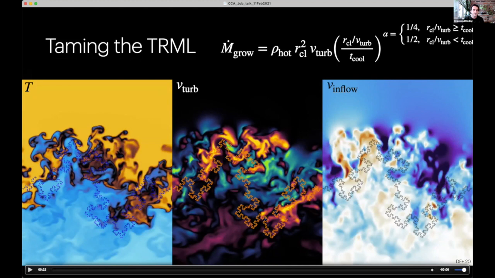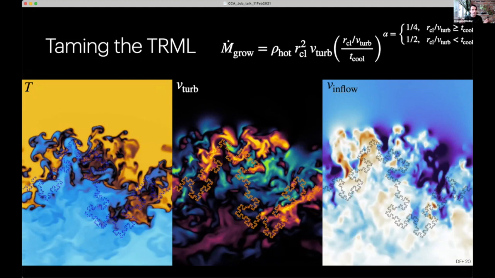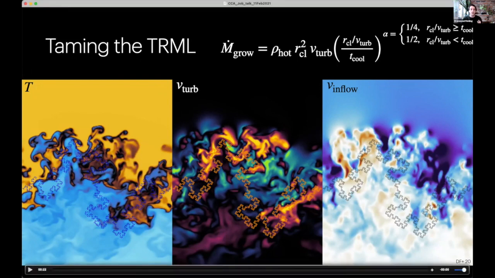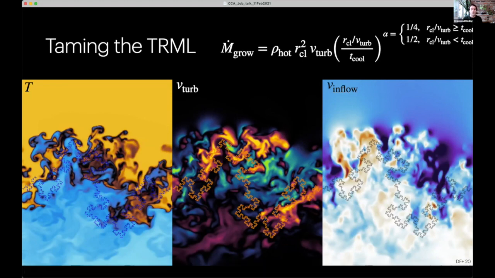You have the density times the area times the turbulent velocity times this factor here, which is R cloud divided by V turb. That's just the mixing time, right? That's the eddy turnover time. And that's divided by the cooling time. And this is all going to be raised to some power alpha, which can be one of two things, okay? It can either be a quarter or a half. And without getting into too quantitative a description, the distinction between a quarter and a half happens when you're in the rapid cooling limit or the slow cooling limit.